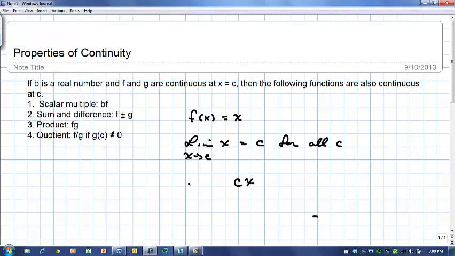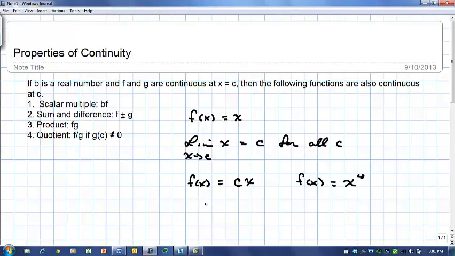Now, that would mean then that if I took a constant times x, this would also be continuous by property number 1. Also, if I took a product, so that would mean, for example, if I had f of x is equal to x to any power, because that would just be the product of these continuous functions. Okay, and then we could talk about the sum or difference.